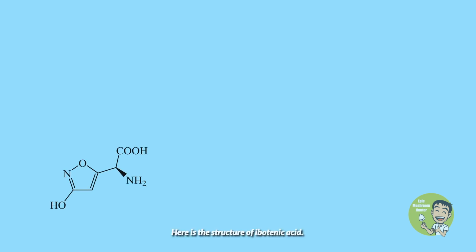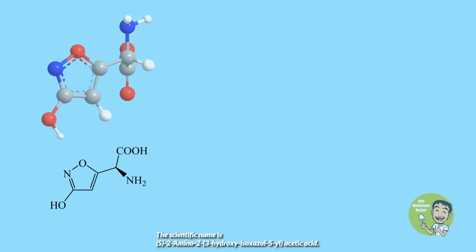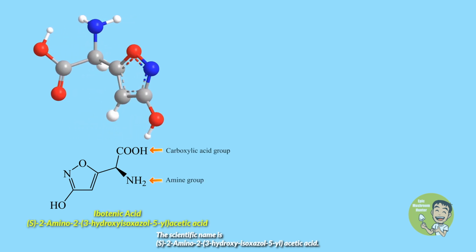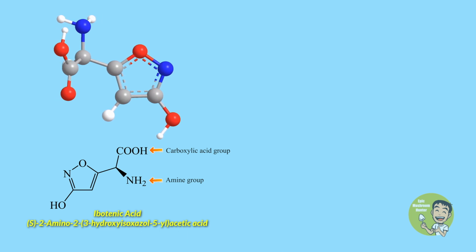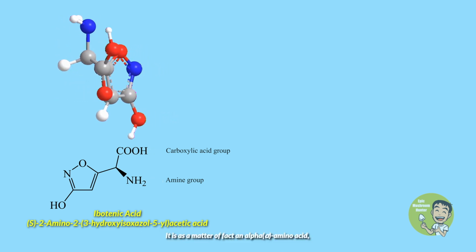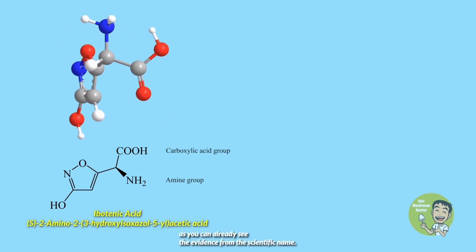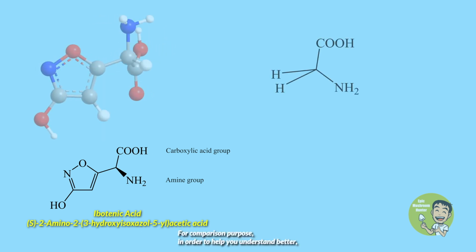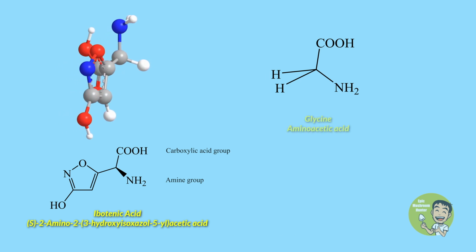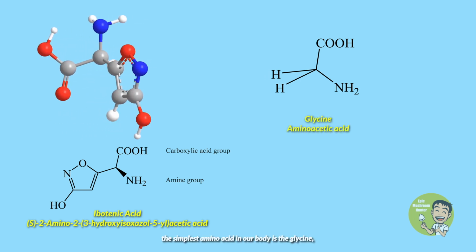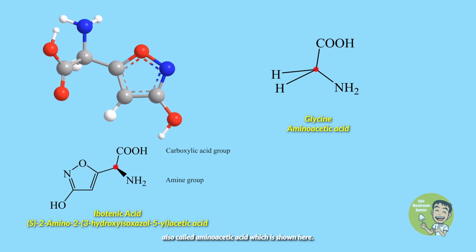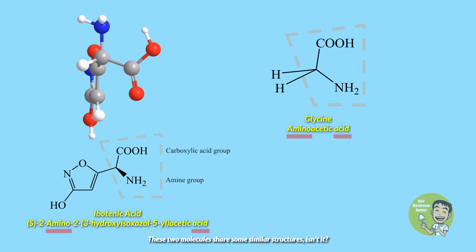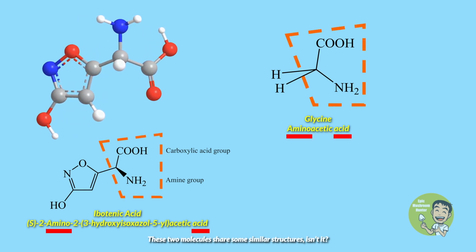Here is the structure of ibotenic acid. The scientific name is (S)-2-amino-2-(3-hydroxyisoxazol-5-yl)acetic acid. It is, as a matter of fact, an alpha amino acid, as you can already see from the evidence in the scientific name. For comparison, in order to help you understand better, the simplest amino acid in our body is glycine, also called aminoacetic acid, which is shown here. These two molecules share some similar structures, don't they?